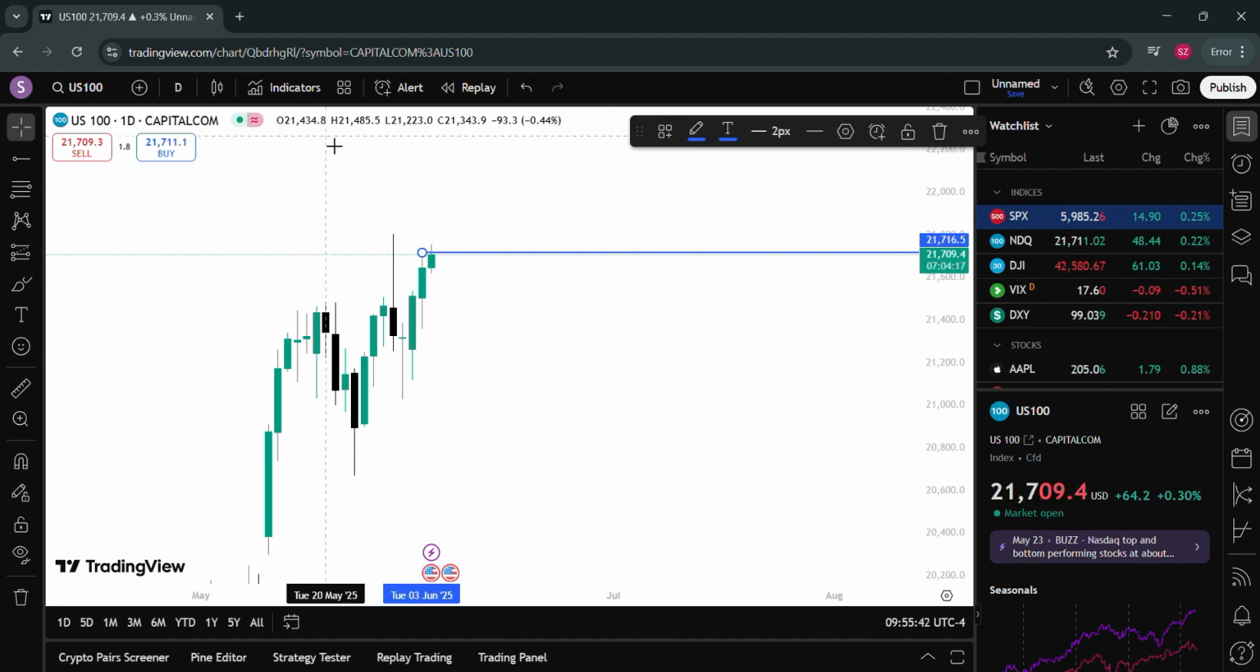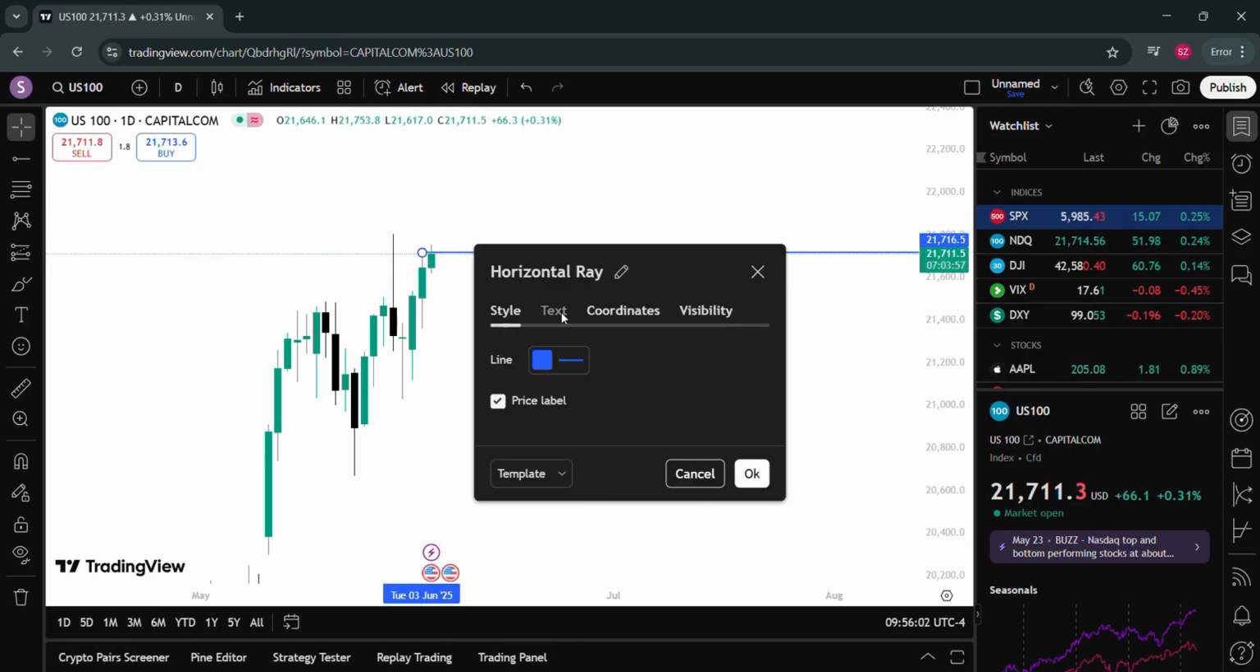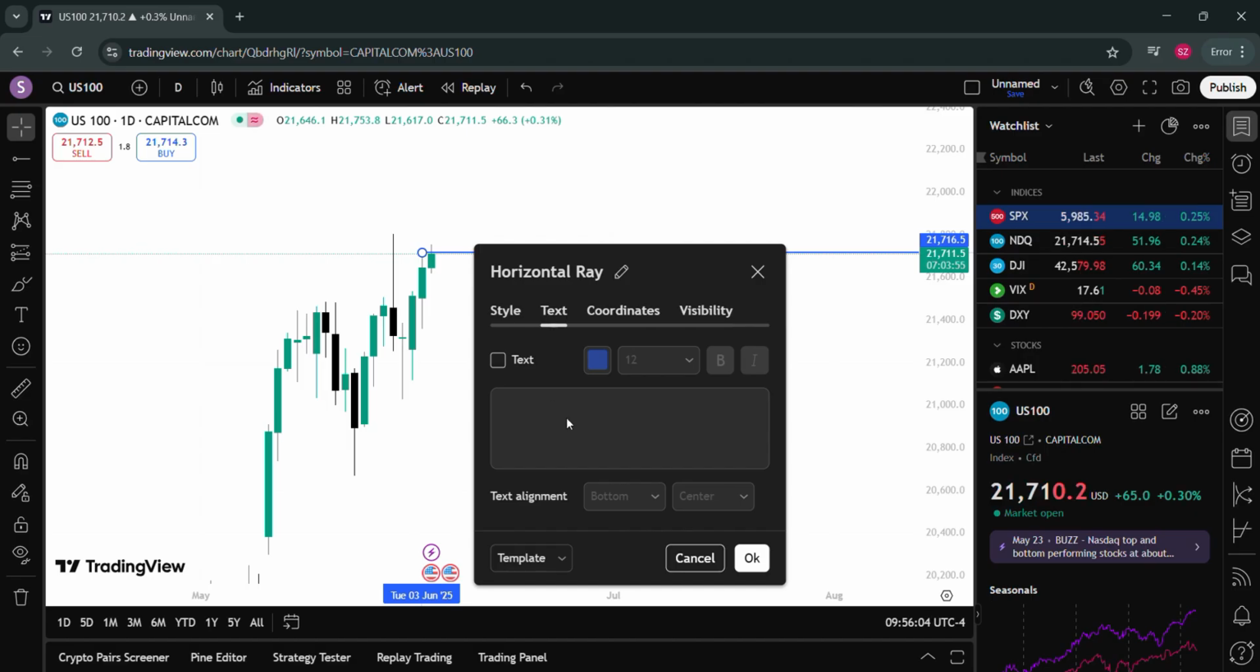Here you can see the OHLC for the open, high, low, close. The high of the previous day candle, 3rd June, is 21,716. I eyeballed it pretty good. We're gonna label it now by clicking on it and choosing select. I'm gonna do it PDH. You can do it whatever you want.